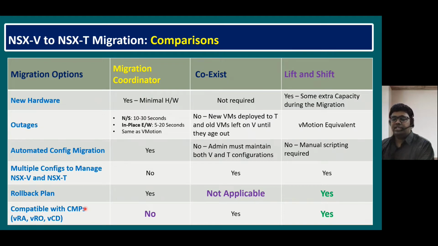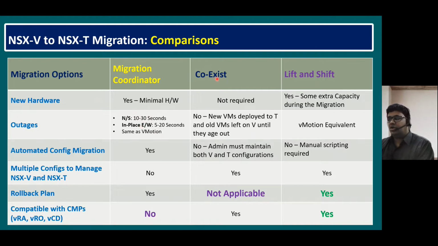And compatible with CMP. CMP means cloud management platform. The currently available VMware cloud management platforms are vRealize Automation, vRealize Orchestrator, and vCloud Director. These three are the cloud management platforms. Suppose our customer is using any cloud management platform, this migration coordinator option is not recommended. That means it's not supported either. So when your customer has any cloud management platform, this migration coordinator method is not recommended. Suppose your customer is not using any cloud management platform, we are good to use the migration coordinator method.